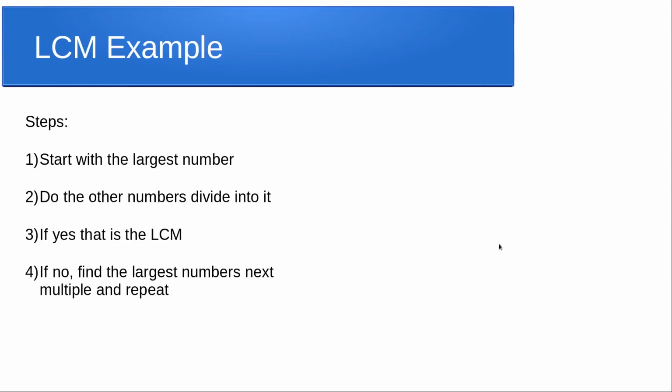So now we're going to find the lowest common multiple of two numbers. The technique we're going to use here works if there are more numbers as well. So what are the steps? We start with the largest number. Do the other numbers divide into it? If yes, then that is the lowest common multiple. If no, find the largest number's next multiple and then check again.